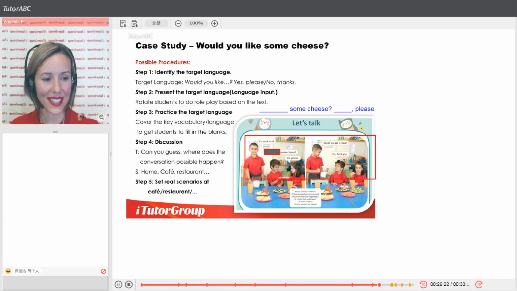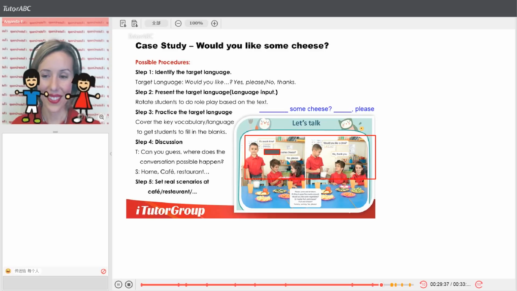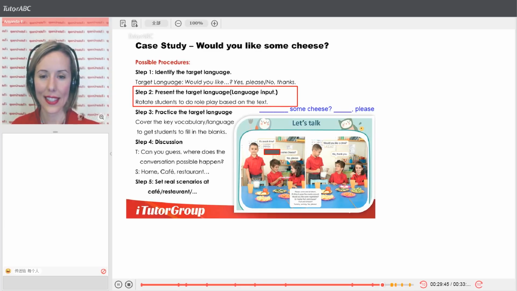Or sometimes I just use a boy and a girl. So when we're talking about conversation, I might use the boy to say, "Would you like some cheese?" "Yes, please." You can use different voices too. So this will help the student understand the different parts of the conversation. So you practice teaching the language.